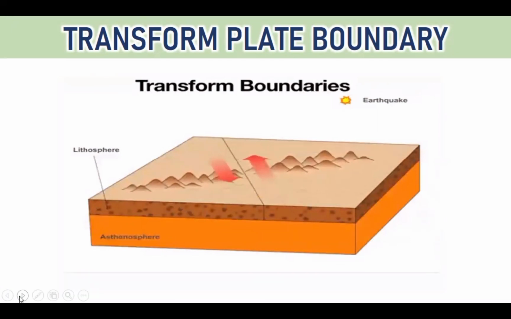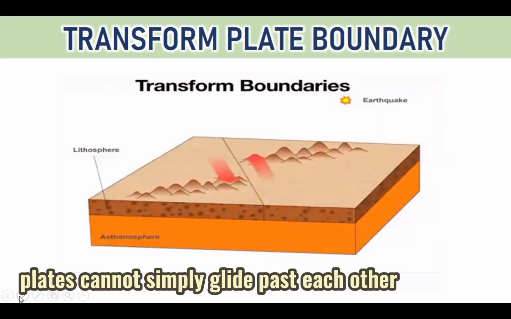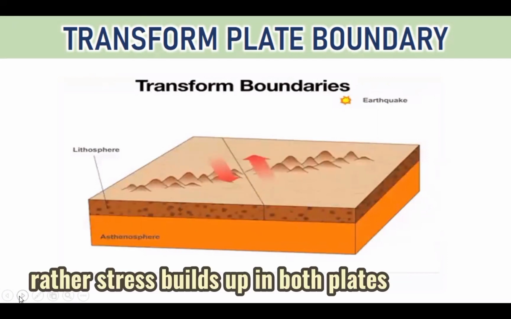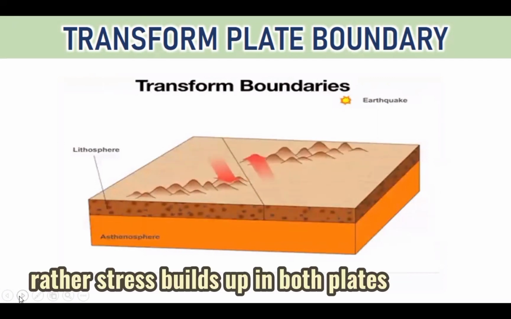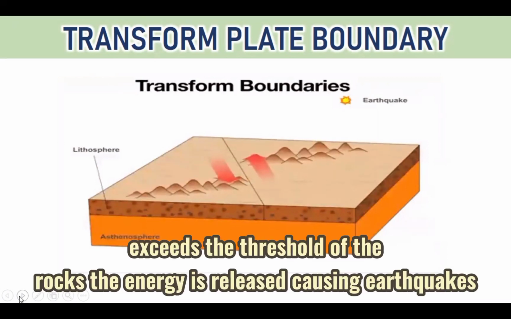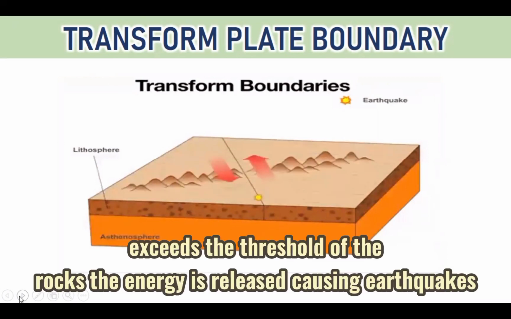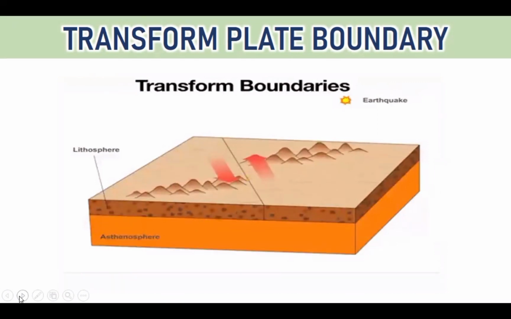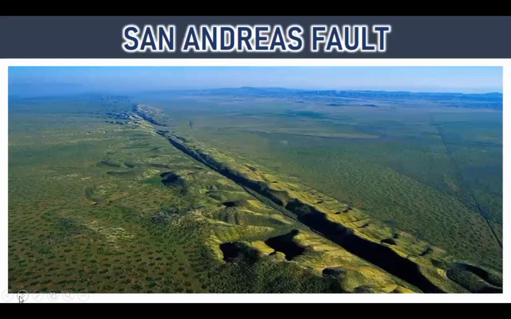Because of friction, the plates cannot simply glide past each other. Rather, stress builds up in both plates, and when it exceeds the threshold of the rocks, the energy is released, causing earthquakes. A well-known transform plate boundary is the San Andreas Fault, which is responsible for many of California's earthquakes.